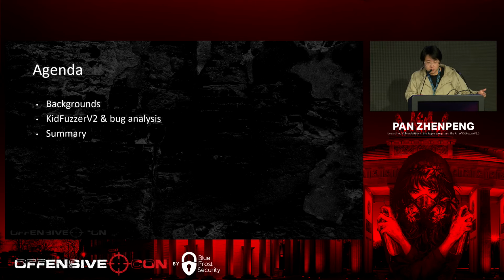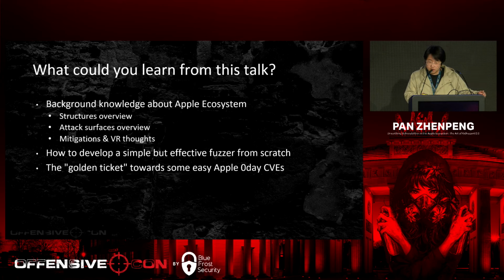Today's agenda will be simple, but I prepared about 75 pages, and I hope we can finish in 30 minutes. You could learn some background knowledge about the Apple ecosystem, the structures like Mach, BSD, IOKit, and part of the coprocessors. I will also review the bugs in each subsystem later in the bug analysis part, and the attack surfaces in the Apple ecosystem and mitigations, as well as my vulnerability research thoughts.